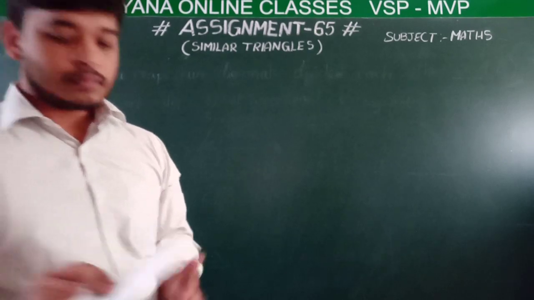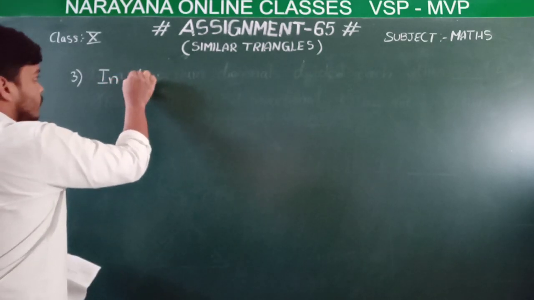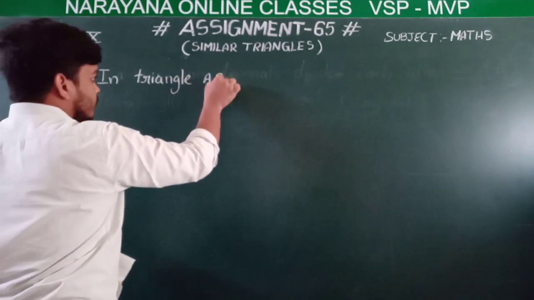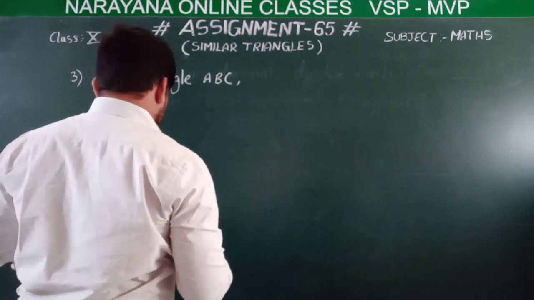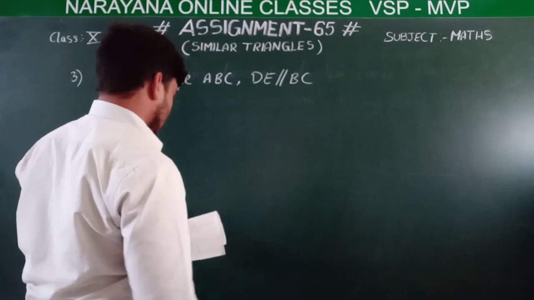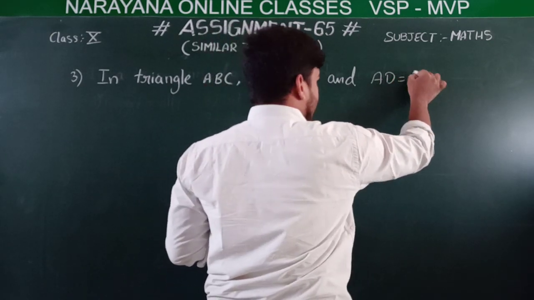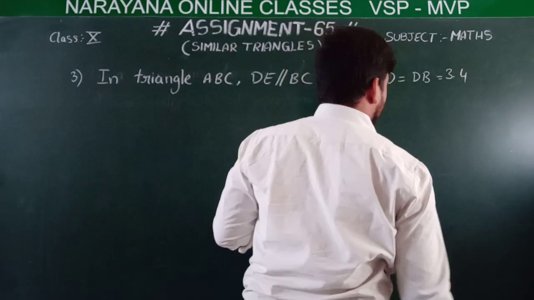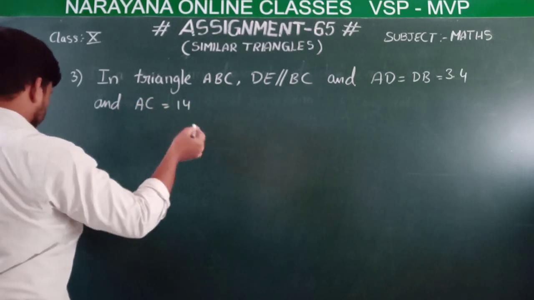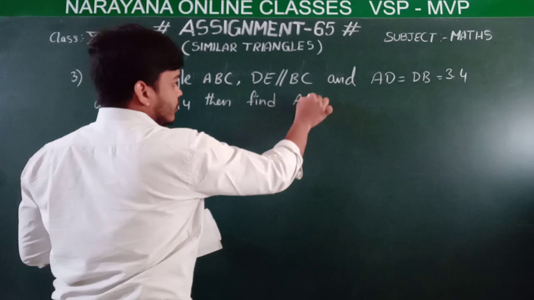Now the next one, third one. In triangle ABC, DE is parallel to BC, and AD is equals to 3.4, DB is equals to 3.4, and AC is equals to 14. Then find AE and EC.